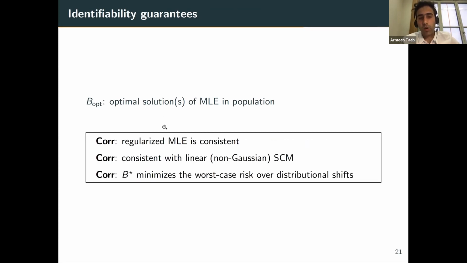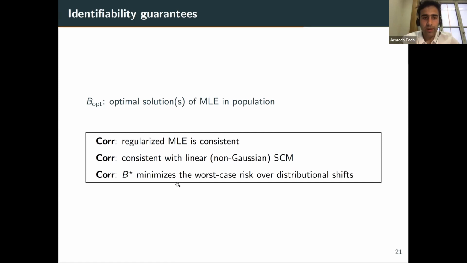And this leads to the following corollaries. One is that the regularized MLE, which had the penalty term with the sparsity of the moral graph, is asymptotically consistent. It's also consistent under linearity without requiring Gaussianity. That's not crucial, but linearity is. And finally, B star minimizes the worst case risk over distributional shifts, further strengthening the connection between distributional robustness and causality and causal models.